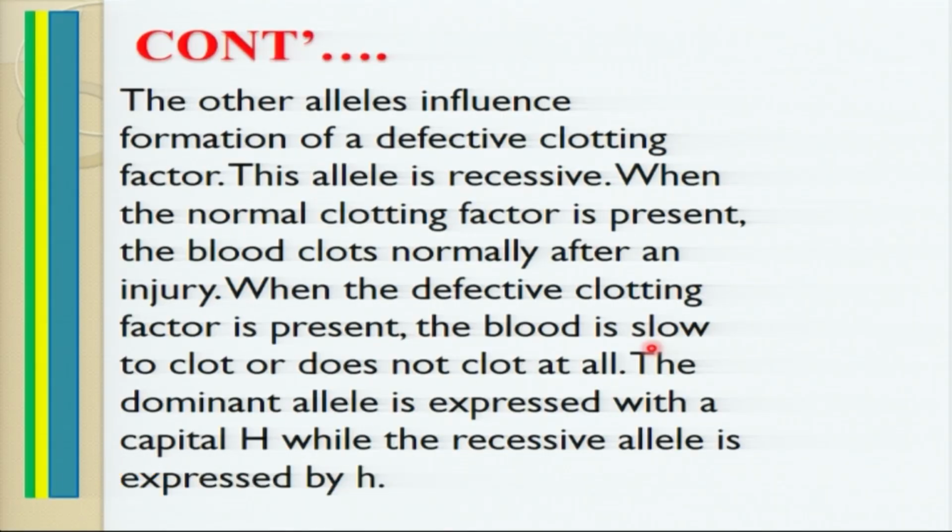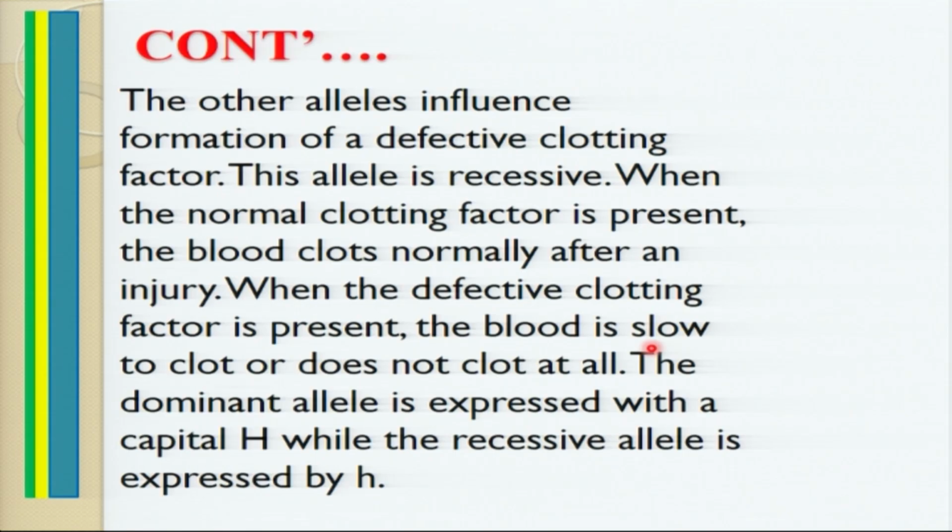The other allele influences the formation of defective clotting factor. This is also referred to as a recessive allele. So the recessive allele is an allele that is defective and affects the clotting factor. We have a dominant allele, we have a recessive allele. If you remember properly, I mentioned that recessive alleles are written in small letters, then dominant alleles are represented by capital letters. All right?